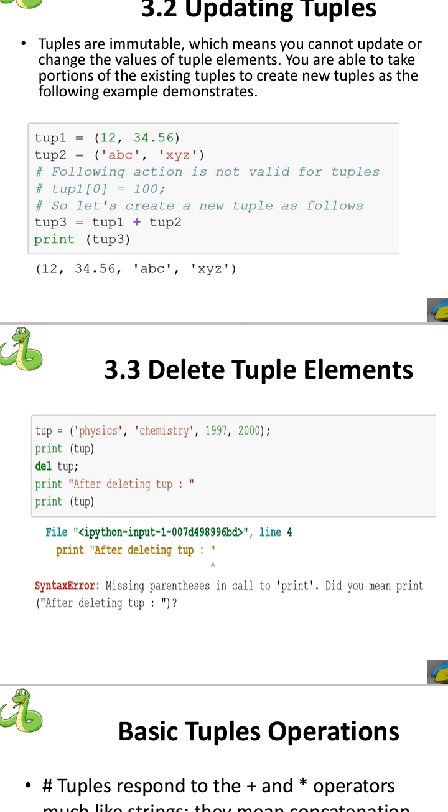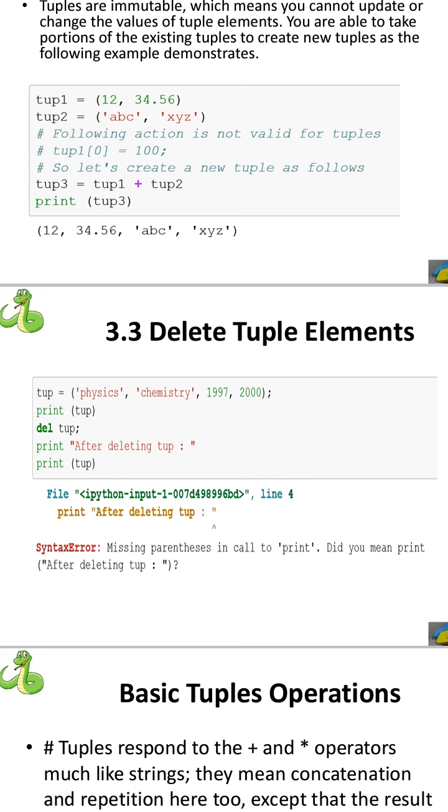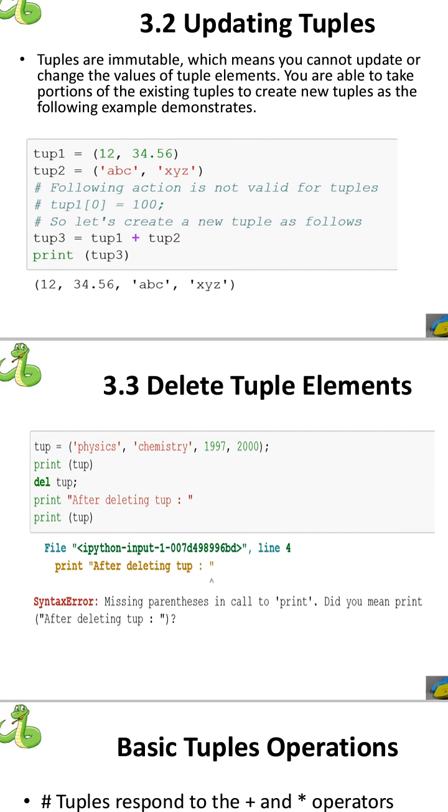When I say tuple 1 of 0 equal to 100, by doing this I am trying to update the 0th index of tuple 1 from 12 to 100. As tuples are immutable, this operation is not allowed in Python, hence it will throw an error. That's the reason I have placed this statement inside a comment.